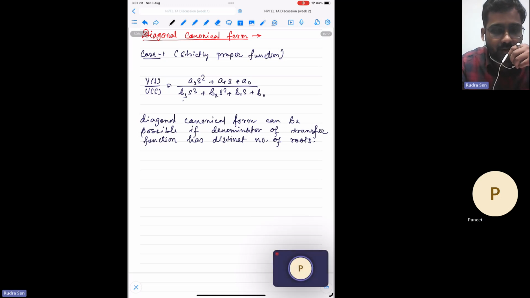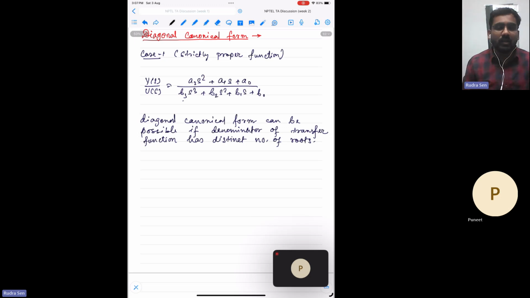In the Jordan canonical form, it's not possible that all the roots are distinct. It may be possible that sometimes the eigenvalues are similar. The eigenvalues of a matrix may be repeated, for example two eigenvalues are the same and the other two are distinct. So in that scenario, we get the Jordan canonical form.